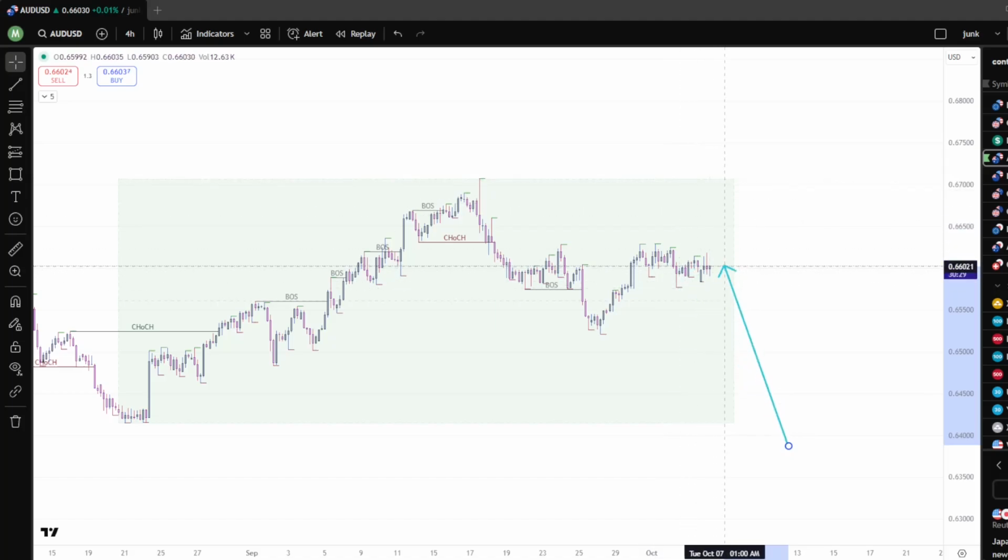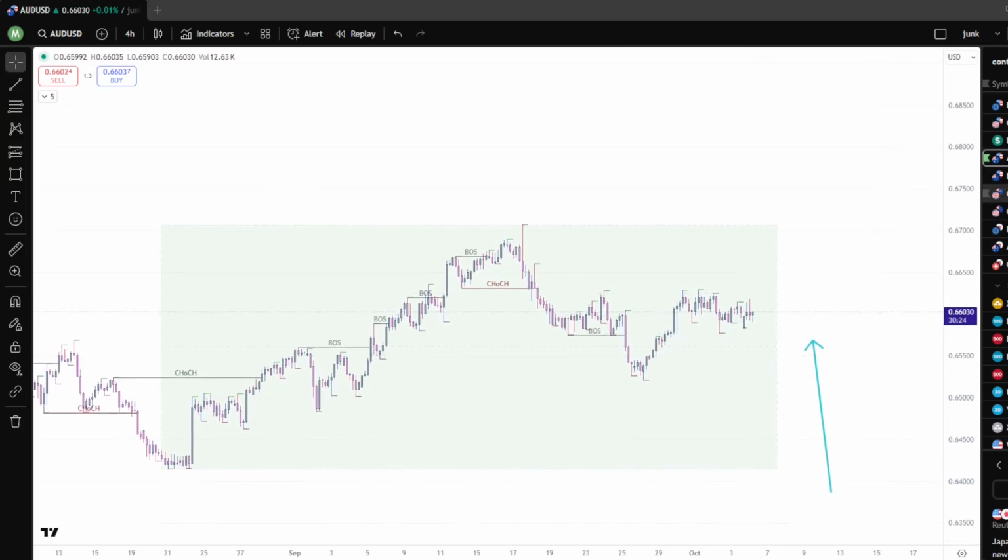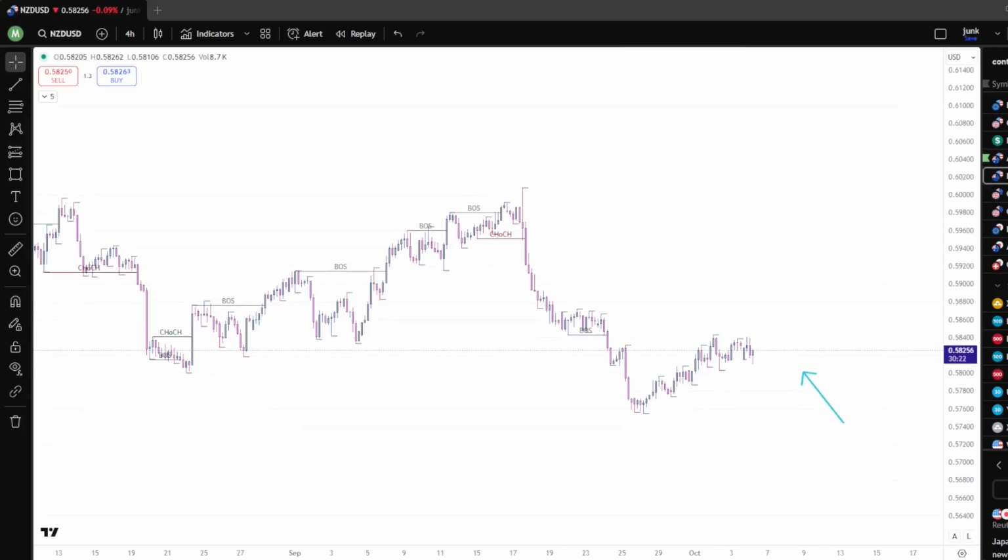Waiting for any type of momentum to pick up. Could continue to retrace, but this is one of the more bullish pairs. NZD USD. Let's go map out the current range.